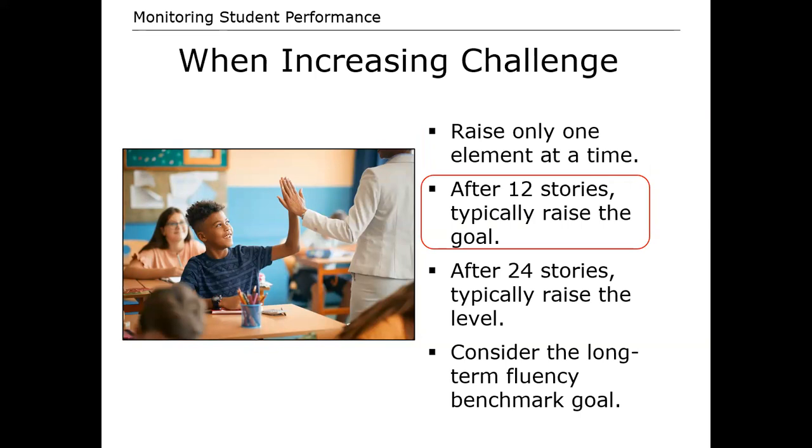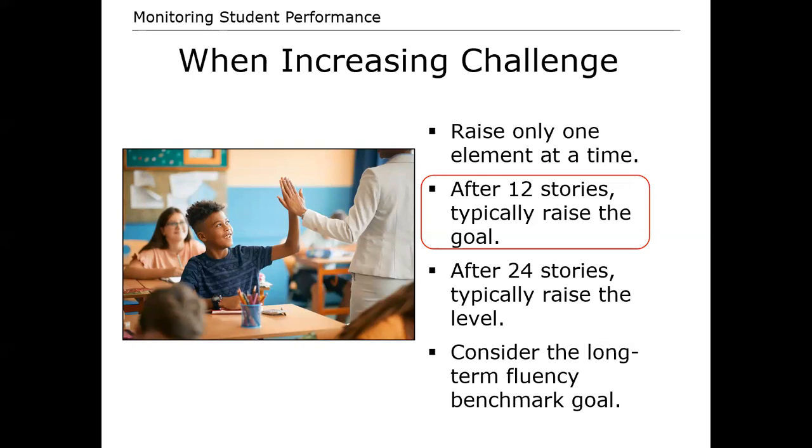After 12 stories, you are more likely to raise a goal. And there's a couple of reasons for that. One is that you have an option because we have 12 more stories, right? So there's 24 nonfiction stories in each level. In our trainings, we recommend that you break them into 2 groups of 12, odd stories and even stories. And the reason we do that is because it is a natural reminder to teachers that after 12 stories, you should look at the students' data. Most kids are ready for a change by 12 stories. Some are ready before that.